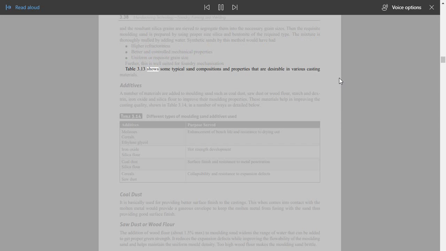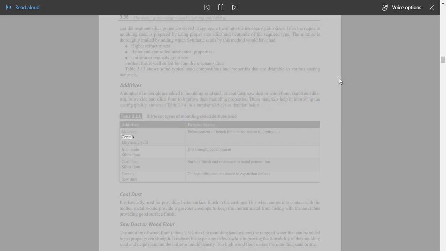Table 3.13 shows some typical sand compositions and properties that are desirable in various casting materials. Additives. A number of materials are added to molding sand such as coal dust, sawdust or wood flour, starch and dextrin, iron oxide and silica flour to improve their molding properties. These materials help in improving the casting quality in a number of ways as detailed below. Table 3.14 shows the different types of molding sand additives used.